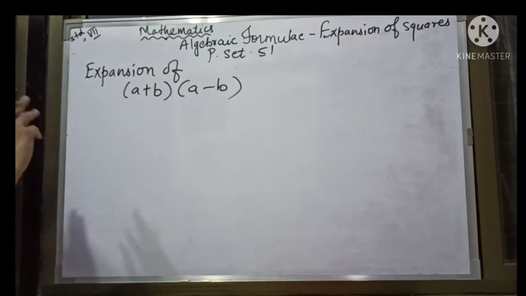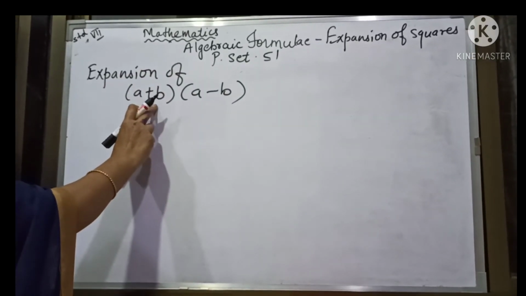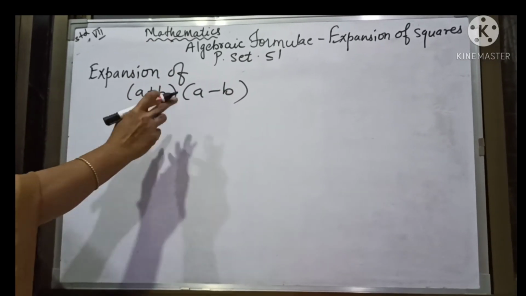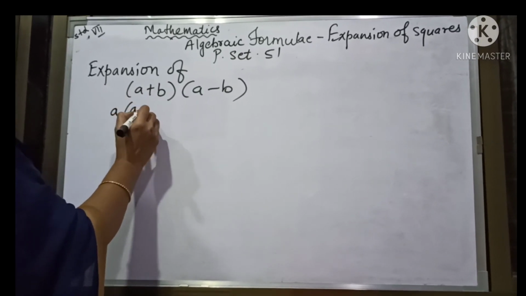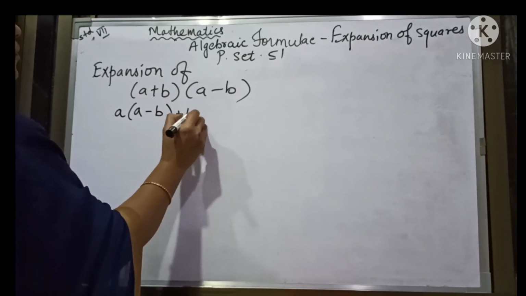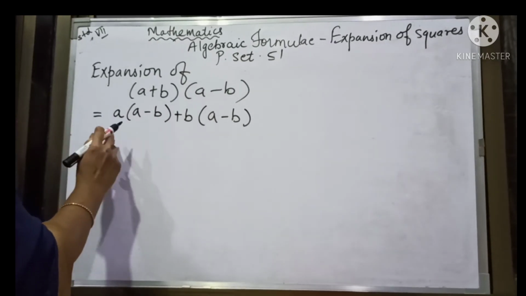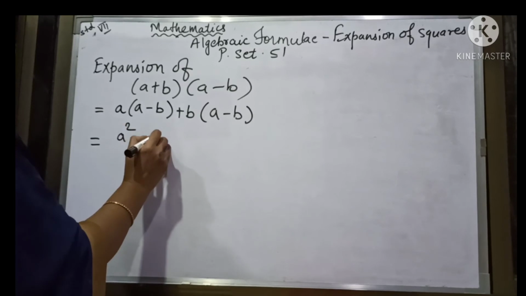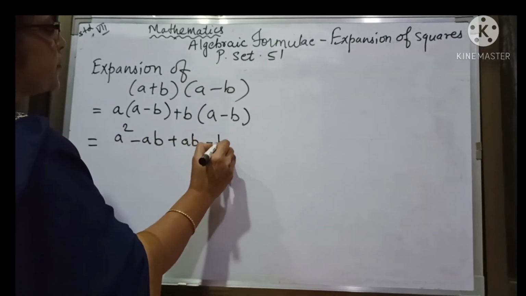Now we are going to learn one more formula. The expansion of (a plus b) in one bracket and (a minus b) in another bracket. So let us find out the expansion of this. Take the first term a, multiply it by (a minus b). Then take the second term, multiply it by the second bracket. Now find out the product: a square minus ab plus ab minus b square.